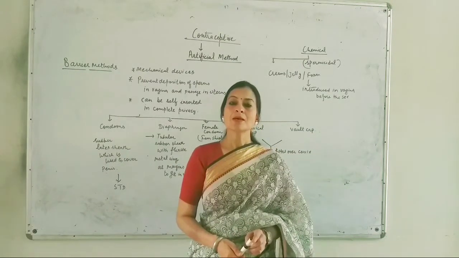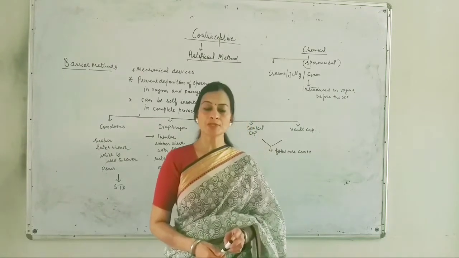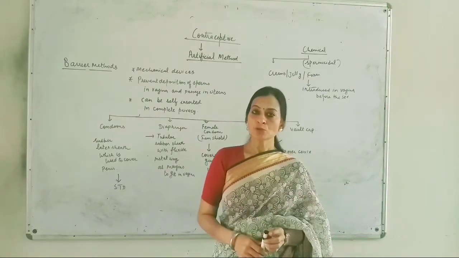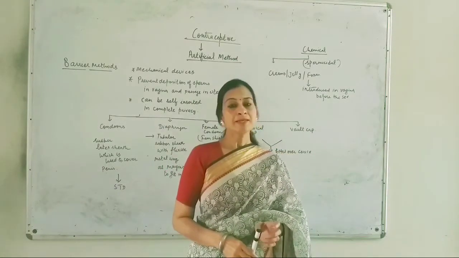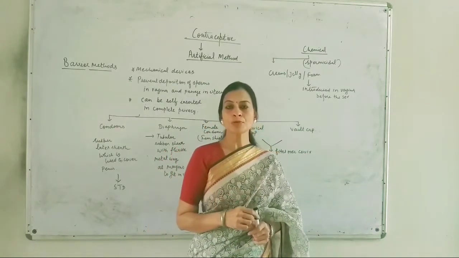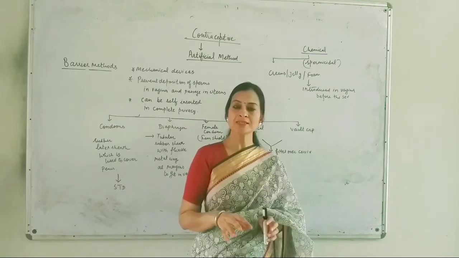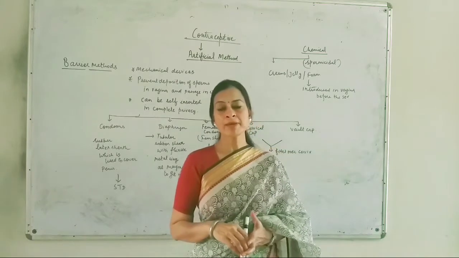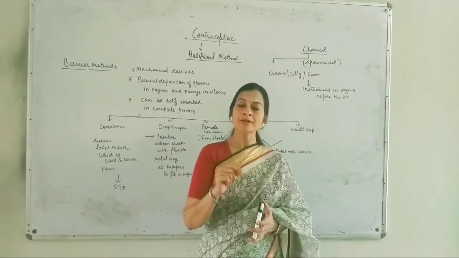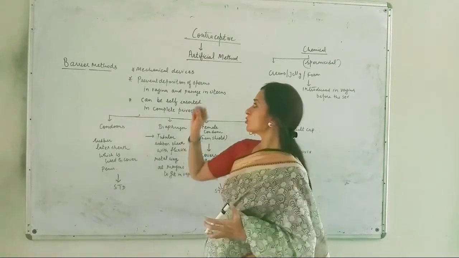Dear students, in the last lecture we studied different types of natural methods of contraception. Now we are going to start the artificial methods of contraception. In natural methods, a number of natural processes of our body were utilized for preventing pregnancy. But in the artificial methods, we are going to use some external devices that will prevent pregnancy, that is, prevent conception.